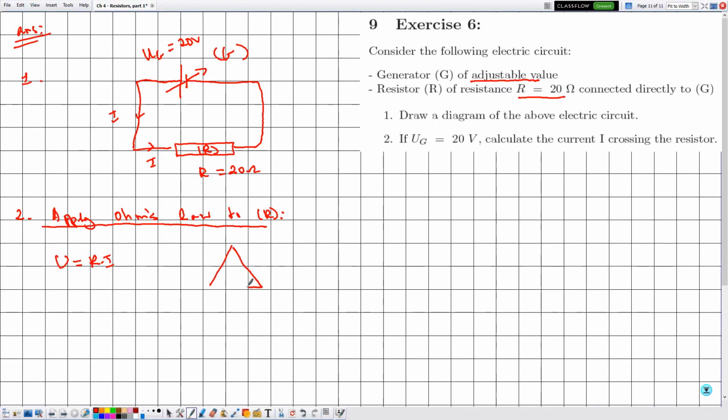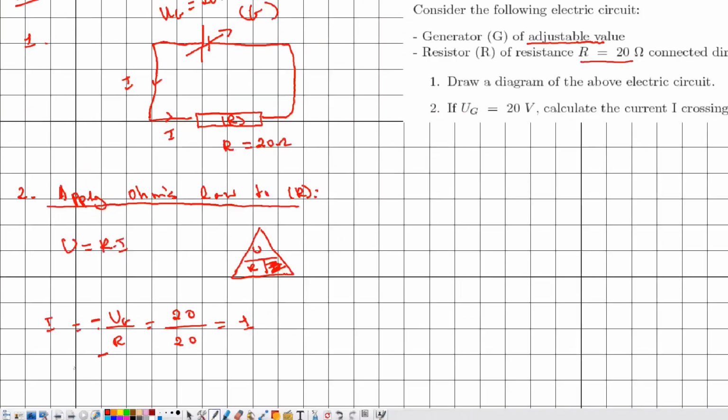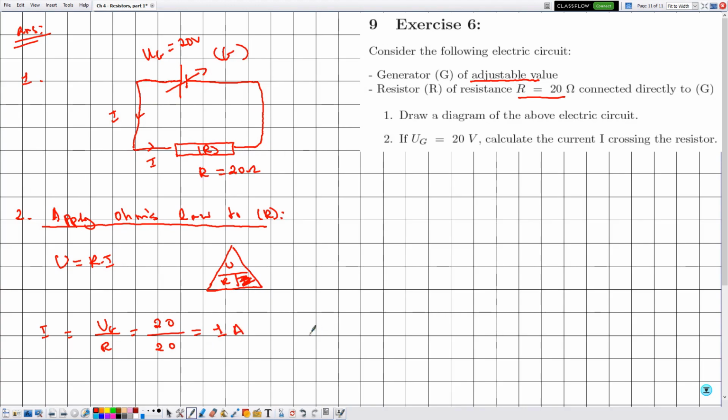Constructing the triangle of this formula, U at the top, R and I at the bottom, we are interested in calculating the value of I. The value of I is given by U divided by R, with voltage UG. Now the value of UG is given by 20, the value of R is given by 20. So this will give us 1. Since U is in the SI and R in the SI, the value of I will be in the SI, which is given by amperes. Then the value of the electric current I traversing the resistance is given by 1 ampere.